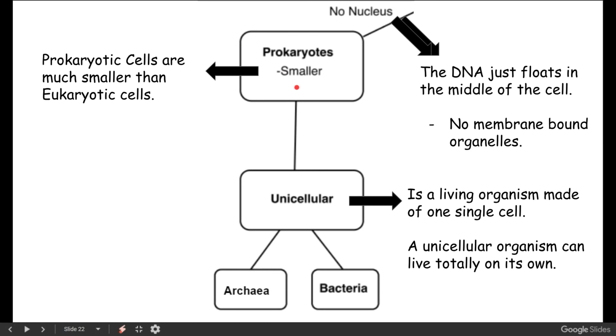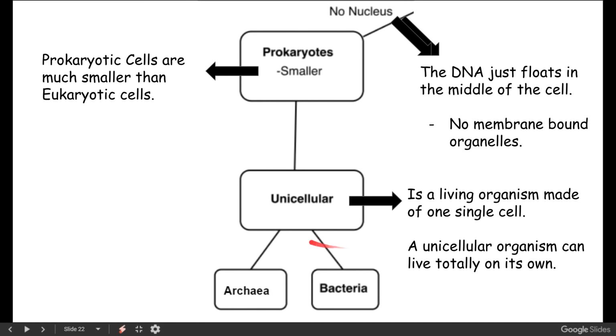Next, we continue to scroll down and we see unicellular. Unicellular means it is a living organism made of one single cell. So some organisms are made of multiple cells like humans or plants, whereas these organisms, it's just one cell that can survive and thrive and live all on its own without anything else. So like it says right here, a unicellular organism can live totally on its own. And it is made of one single cell.